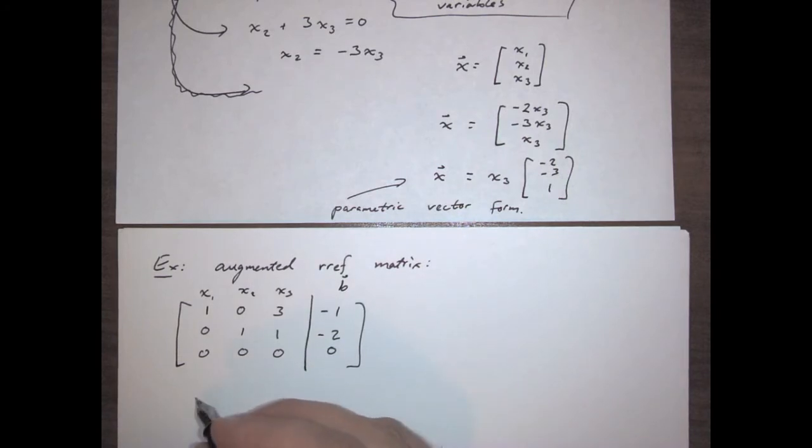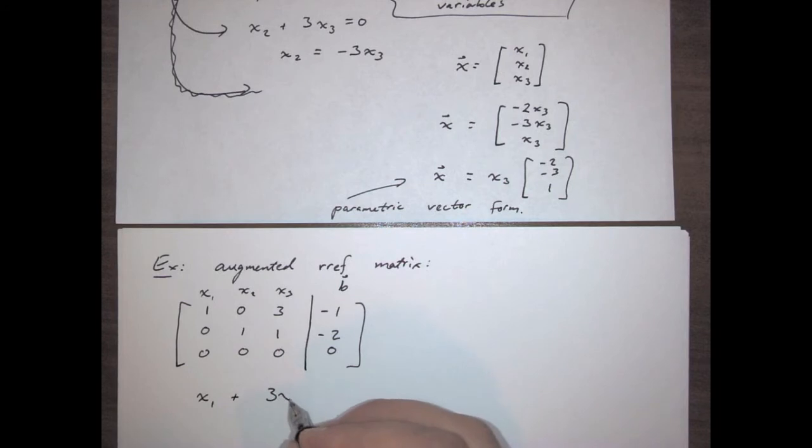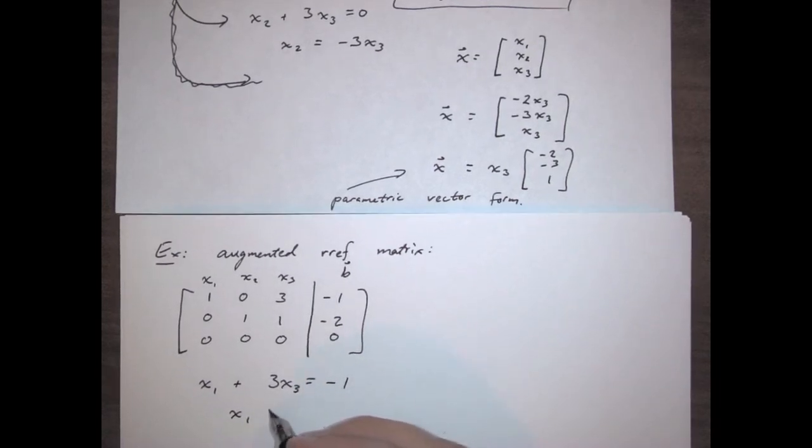Okay, so if we translate this, we're going to have x1 plus 3x3 equals negative 1, which we can solve for the basic variable in terms of the free variable. So it's going to be negative 3x3 minus 1.